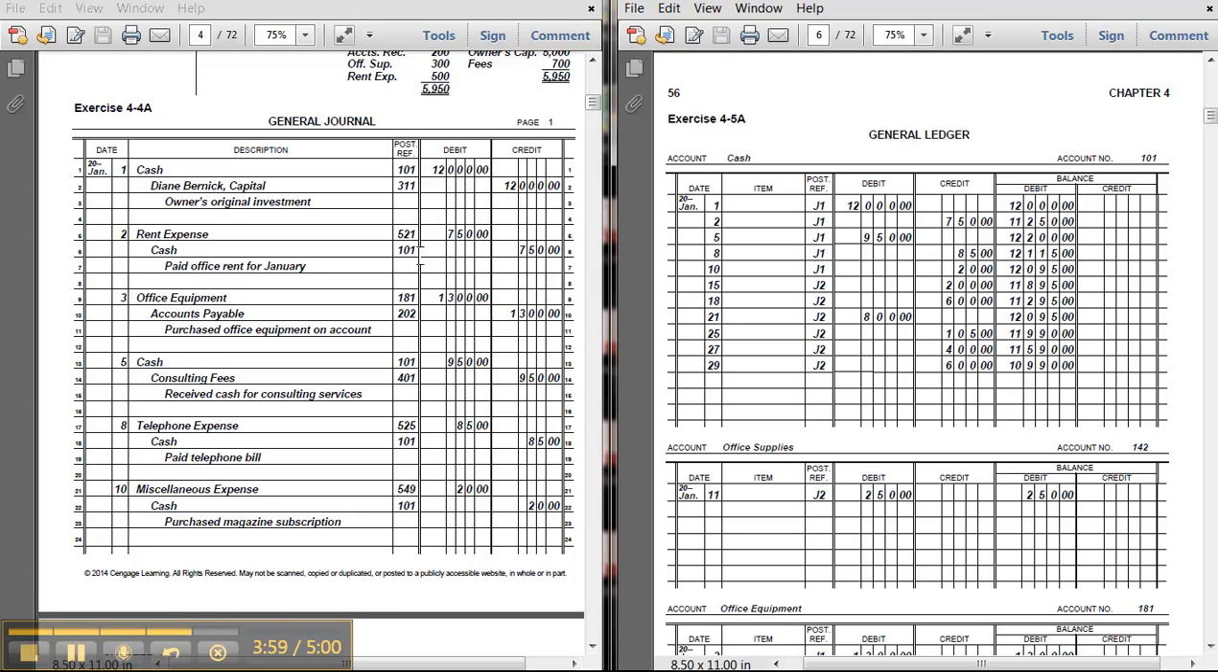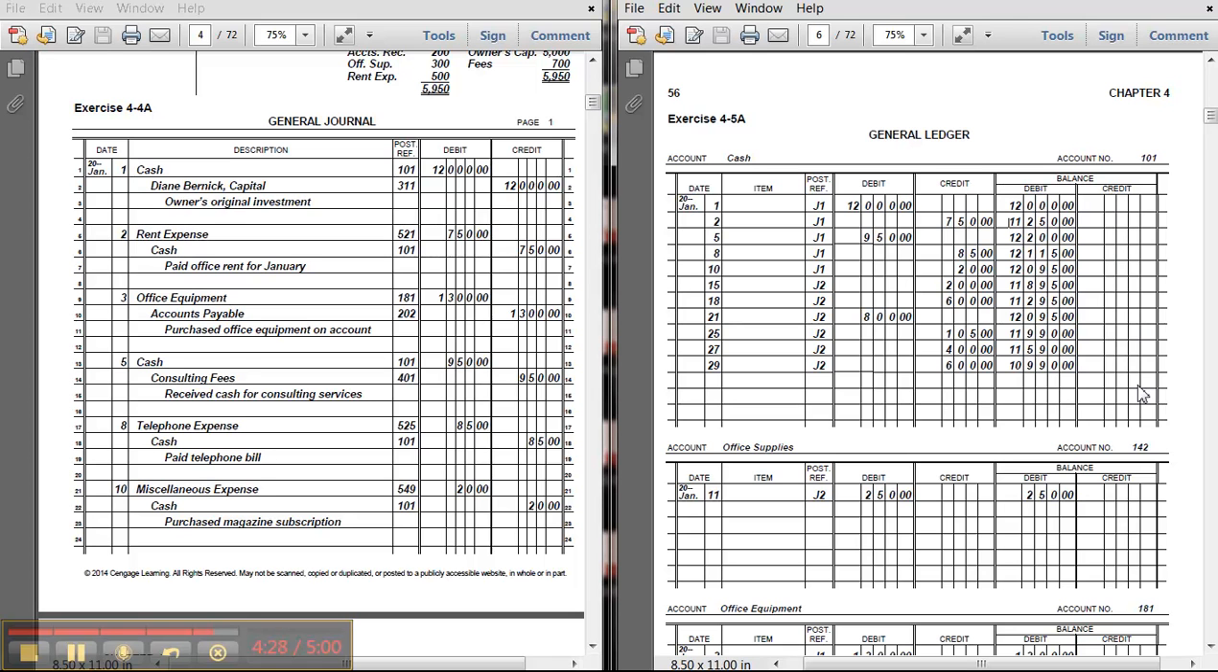Okay, I'm going to skip down. You go in order, but I want to skip down and show you the cash again. So on the 5th, I debited cash for $950. So I go to my cash account, I put in the 5th, debit for $950, cash increases with a debit. So now when I get my new balance, I'll take my $11,250 plus my $950, and now my cash balance is $12,200.